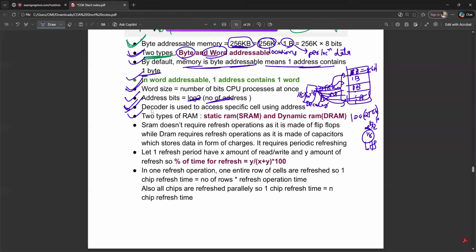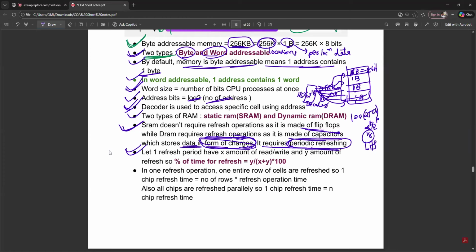Now there are two types of RAM, SRAM and DRAM. SRAM doesn't require a refresh operation as it is made of flip-flops, while DRAM requires the refresh operation as it is made of capacitors, which store the data in the form of charges. Charges disappear from time to time, so it requires periodic refreshing. So DRAM requires refreshing.